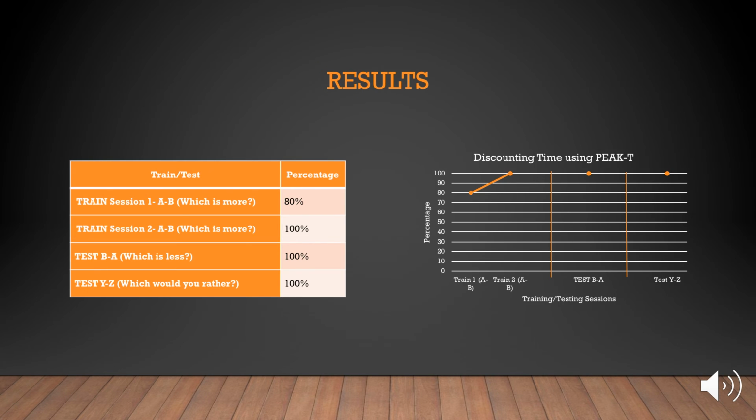Okay, here are the results. The results showed that this participant was able to reach mastery criterion within the first 2 sessions of which is more. During those training sessions, the first training session was at 80%. During that time, he received corrective feedback on the one that needed extra prompting. Then within the second training session, he was able to reach mastery criterion at 100%. During the testing sessions, of which is less and which would you rather, the individual was able to reach mastery criterion within the first session.